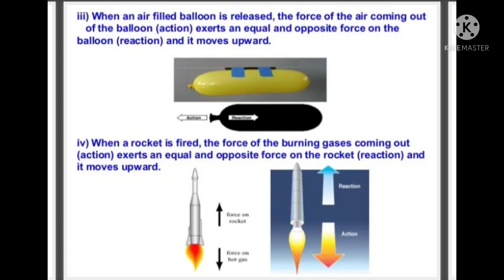When an air-filled balloon is released, the force of the air coming out of the balloon, that is action, exerts an equal and opposite force on the balloon, that is reaction force, and it moves in the upward direction. When a rocket is fired, the force of burning gases coming out, that is action force, exerts an equal and opposite force on the rocket, and it moves upward.